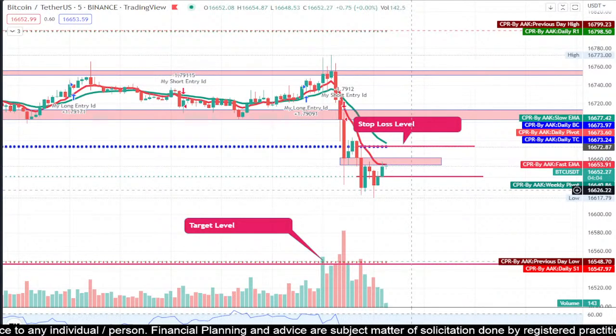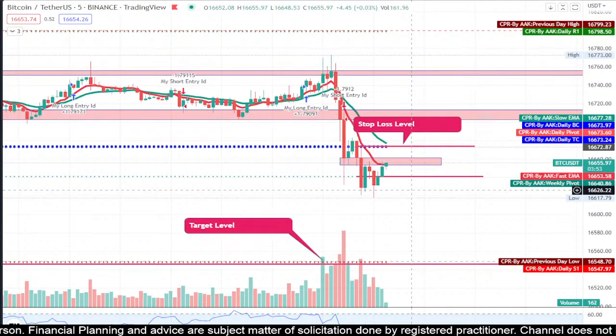So all we need to do is simply follow the 8 EMA. Till the time price is sustaining at the 8 EMA or below the 8 EMA, we can be in the trade and wait until we receive our targets.